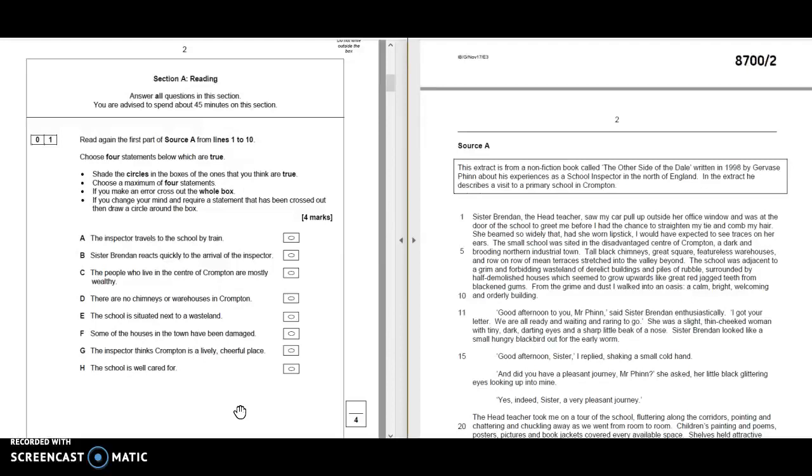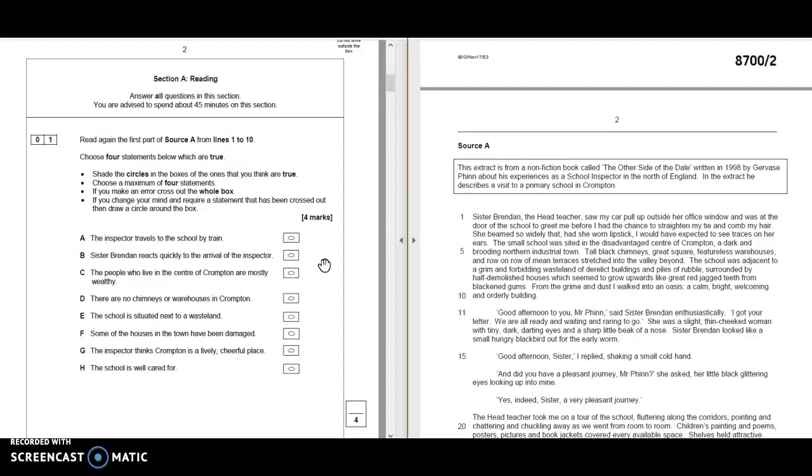So we're going to find our 4 true statements. You've got to make sure that you carefully shade the box if you think it's true. And remember, if you change your mind, just clearly cross it out and choose the answer that you want to, okay? Remember, only choose 4. Don't choose 5 or 6, okay? It doesn't work. Only choose 4, and if you make a mistake, cross it out clearly.